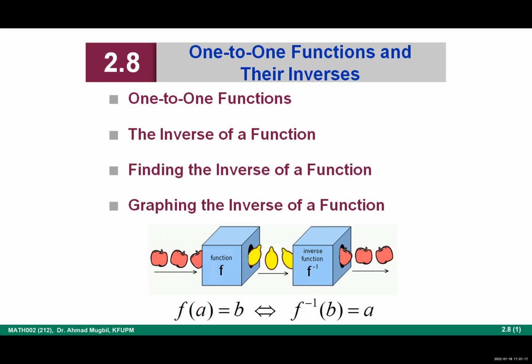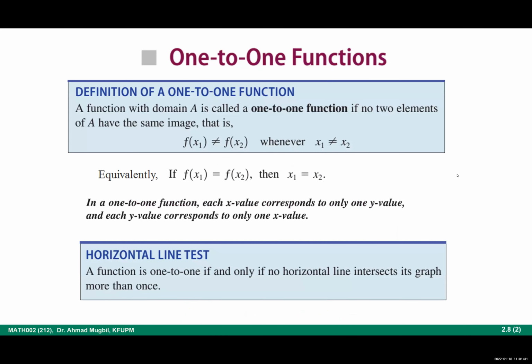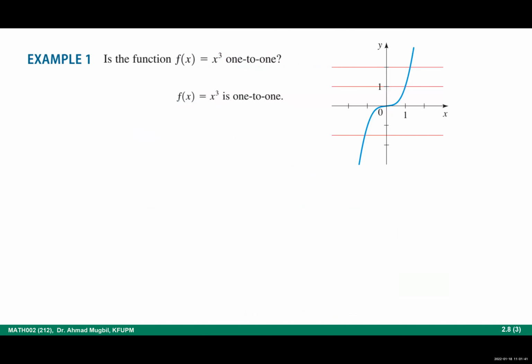What is remaining today is just the graph. How to relate the graph of the inverse to the graph of the function. How to obtain the graph of the inverse from the graph of the function. But before that, let's go quickly over what we did yesterday. This is the definition of the one-to-one function. The horizontal line test, which is the best test to use to decide if it is one-to-one or not.